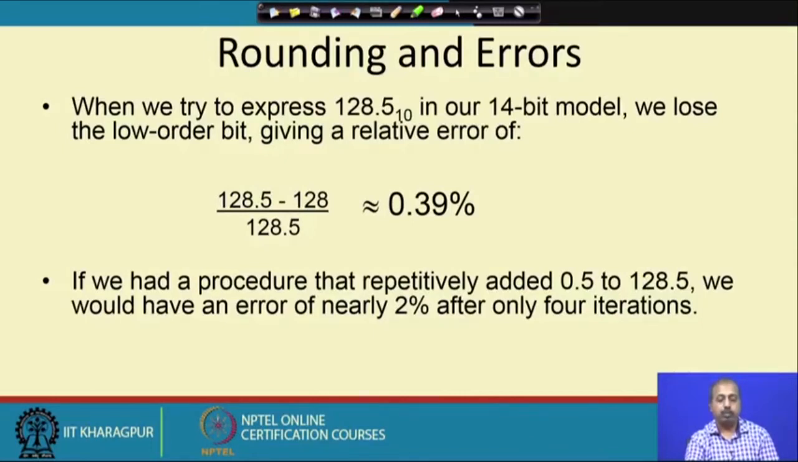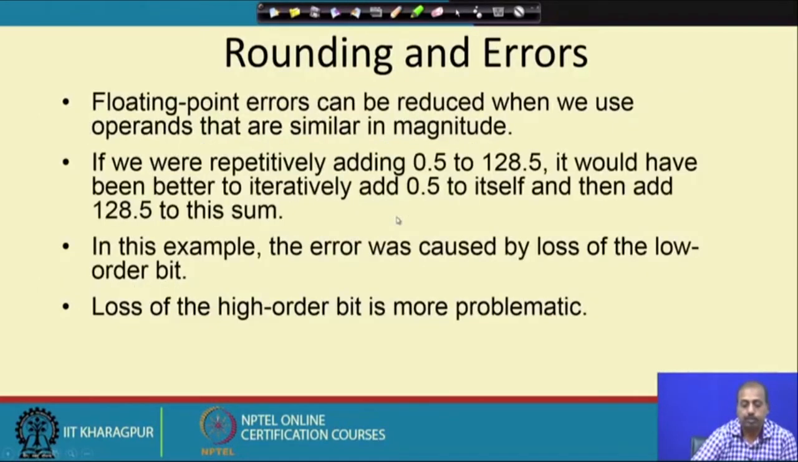So just for representing the number, we are losing 0.39%. If we go on repeating the process by adding 0.5 to 128.5, again and again, then within 4 iterations it will introduce about 2% error in the result. That comes because of doing it every time. It is not representable in this system, so as a result it will introduce some error. That is how these errors can creep into floating point computations.